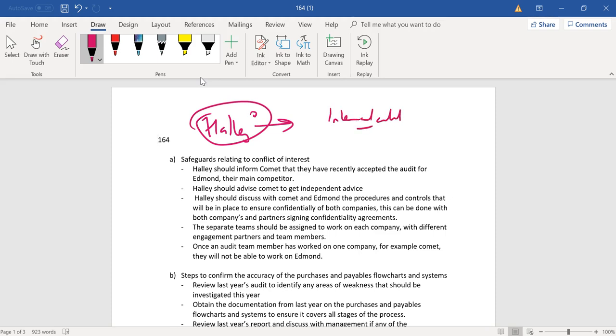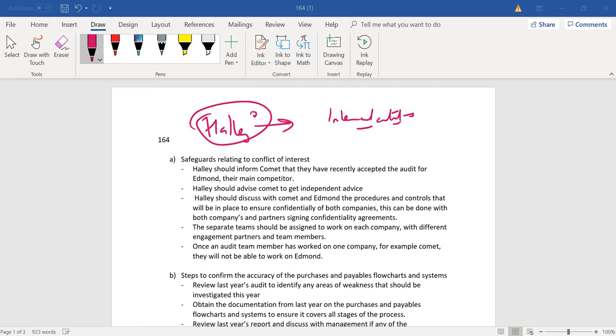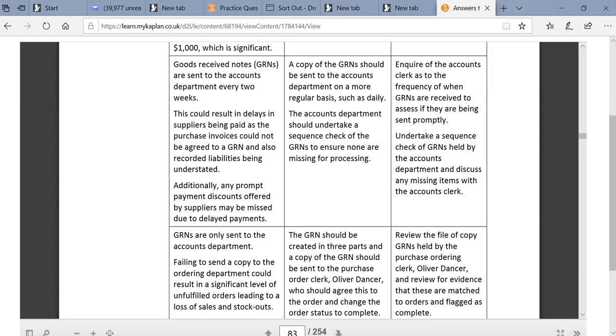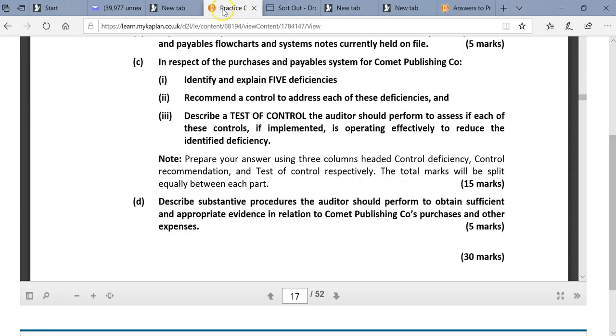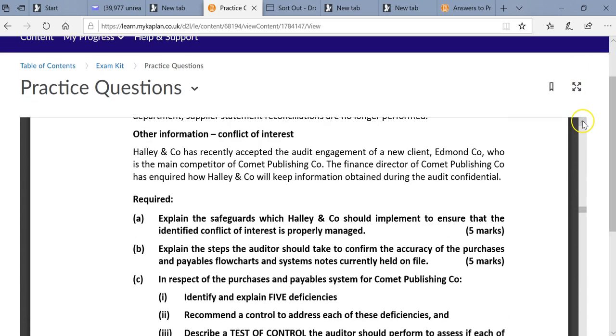Now, the first two questions are textbook questions. Let's very quickly find the actual question. The question says that you should explain safeguards that they should implement to ensure there's no conflict of interest. So this is the area where they were acting on behalf of two clients. You need to go straight to the textbook and just pull out the answers.